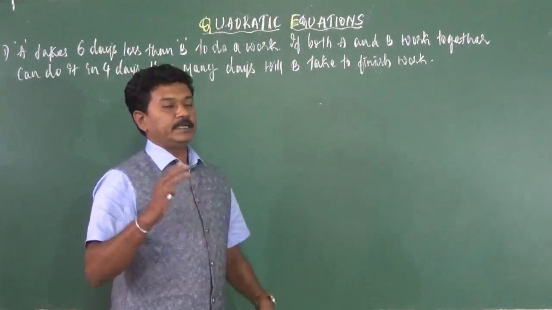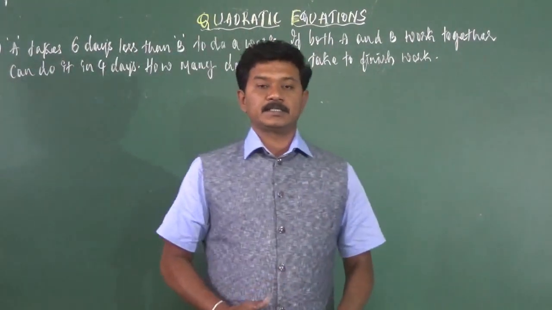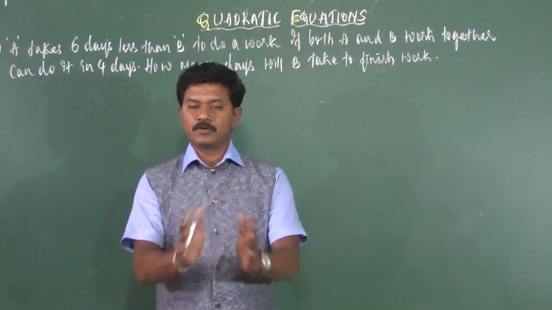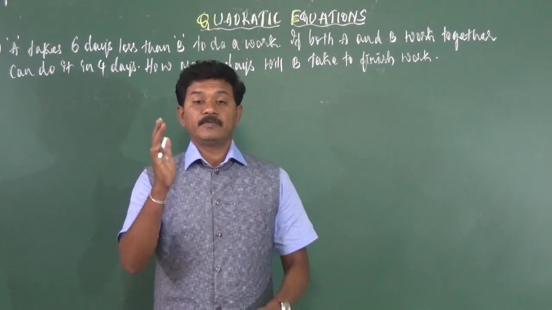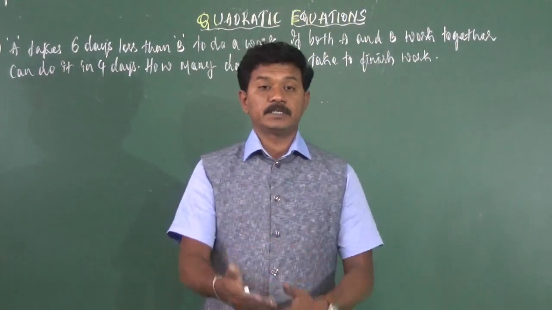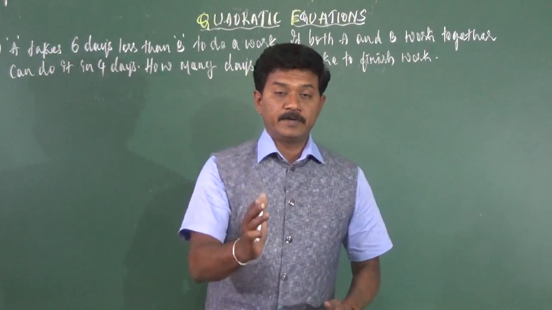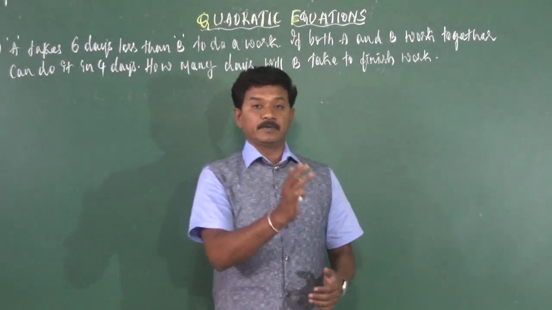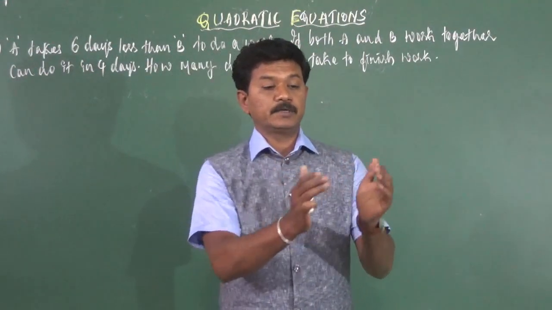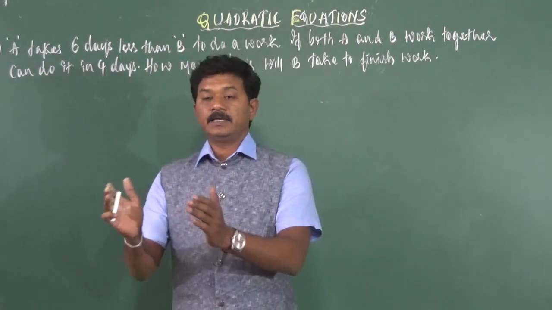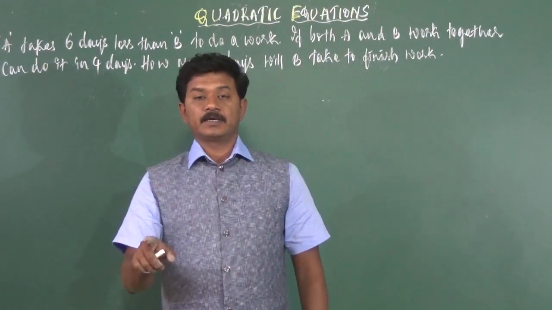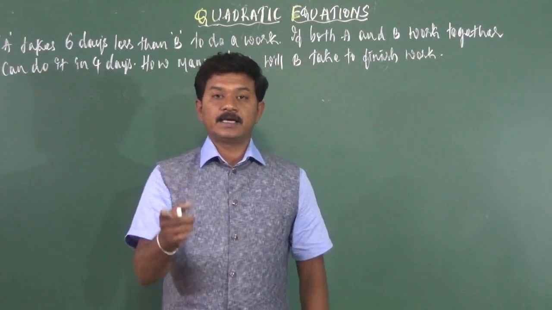So that means A is faster in completing the task and B is slow in doing that particular work. Both complete the work, no doubt in that, but A completes faster than B. So how much faster? That is very important. The number of days taken by B to complete the work and the number of days taken by A to complete the work, when you compare those two, A completes that work 6 days earlier than B.